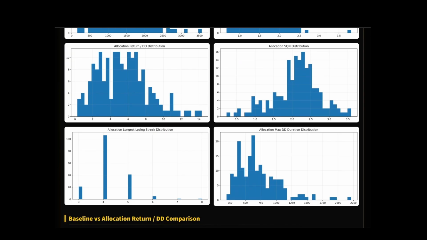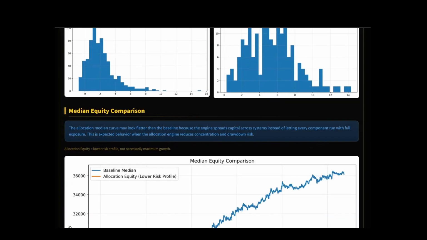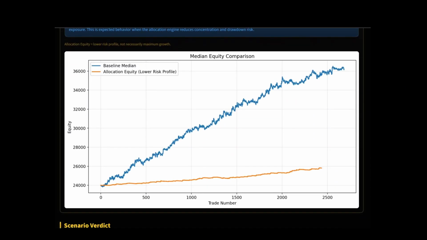Then we reach the baseline versus allocation comparison charts. These charts make it easier to compare the raw portfolio against the allocation-adjusted version. Finally, the median equity comparison shows the difference between the baseline median curve and the allocation equity curve. The allocation curve can look flatter, but that is expected. This layer is built for lower risk, better diversification, and cleaner capital control, not maximum growth at all costs.